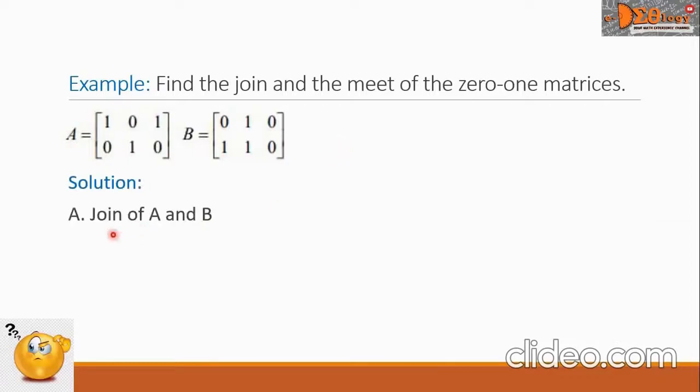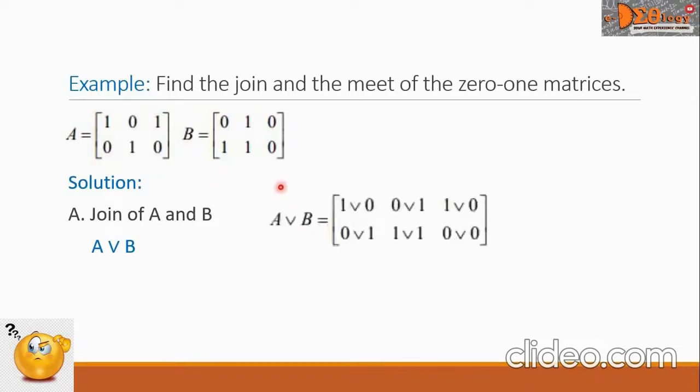Let's begin now with the join of A and B. This is denoted by the operation A or B. We're going to do the OR operation on corresponding entries of the matrices. Remember that for the OR operation, the value is always 1, except when both entries are 0. So we are going to write the join to be like this, A or B.